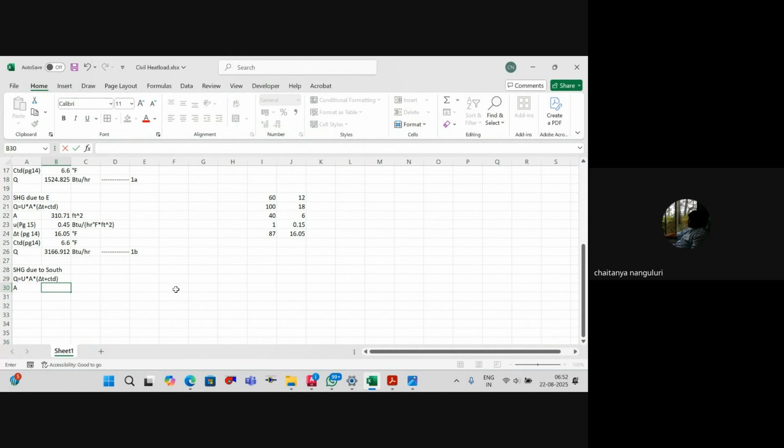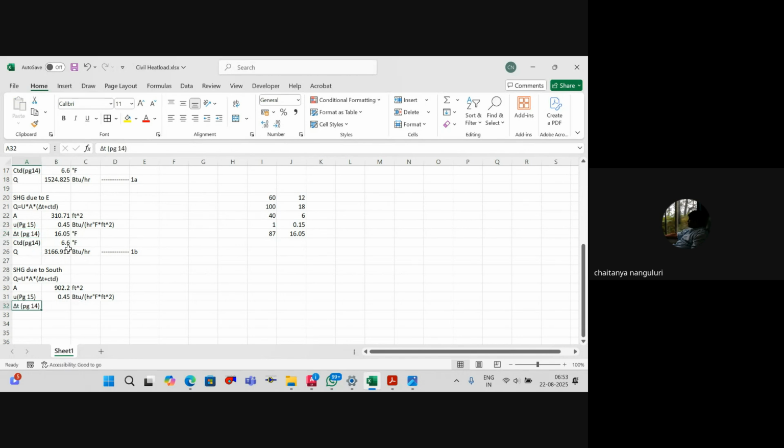69.4 into 13 feet, which is bottom of the slab. You agree? Yes. Then coming to delta T and U value, U value is constant, and then we have to calculate the delta T value.